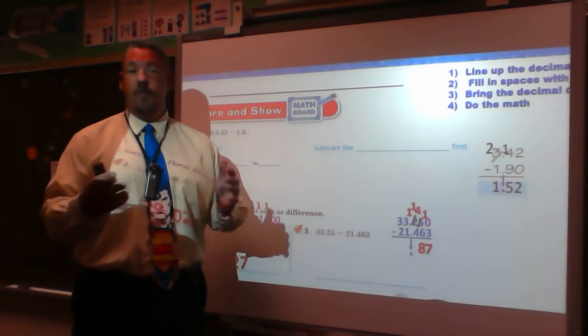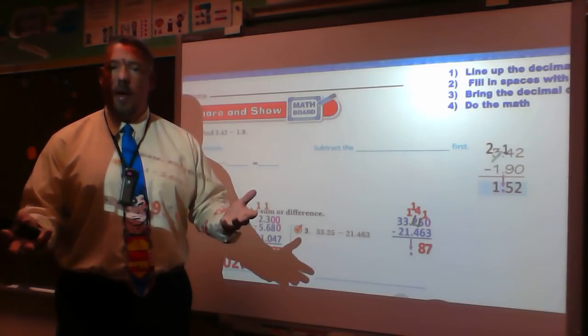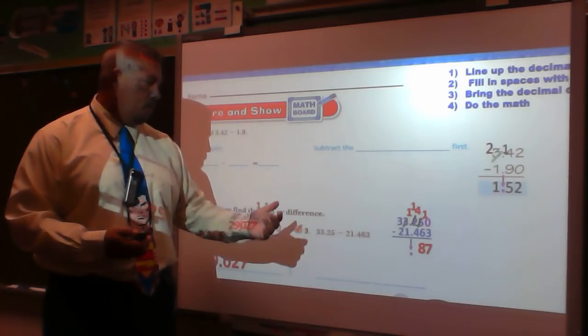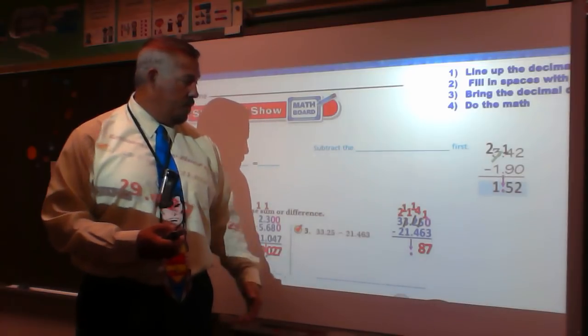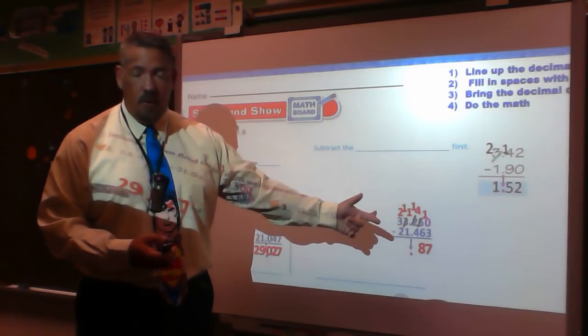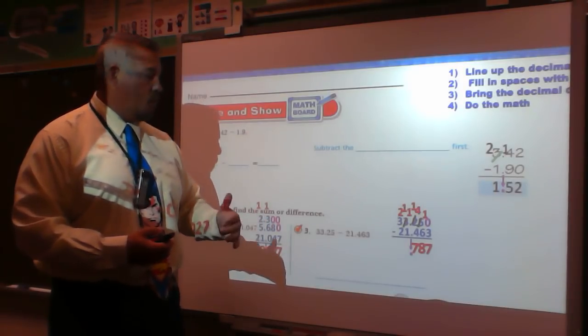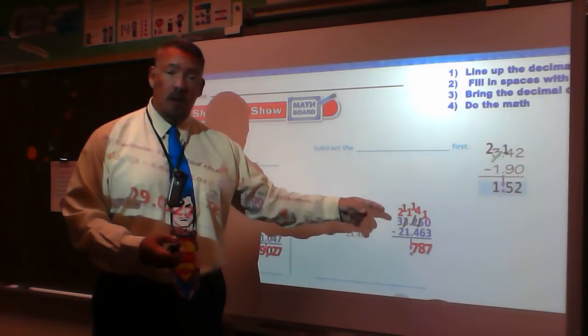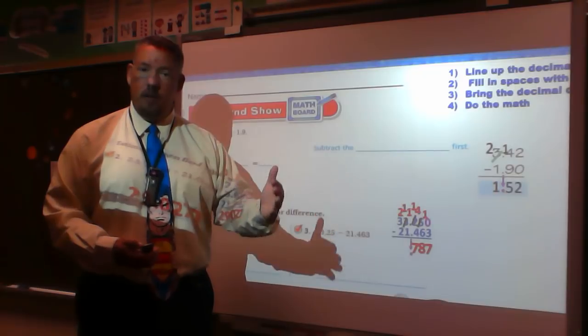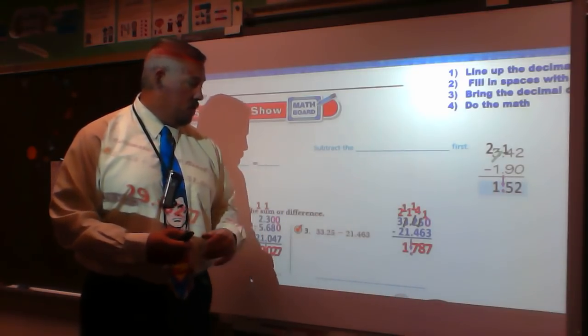Now I have 1 minus 4. Can't do that either. So I'm going to borrow. My 3 becomes a 2, and I carry my 1 over. So now I have 11 minus 4. 11 minus 4 is 7. Now I have 2 minus 1, and I can do that one. So 2 minus 1 is 1.